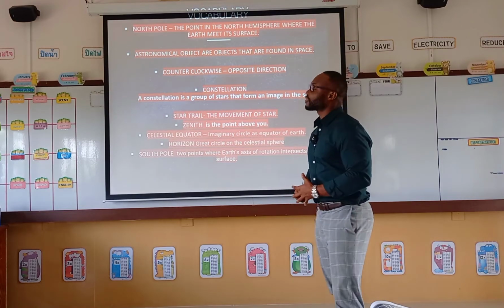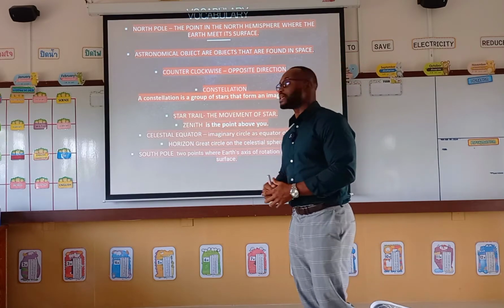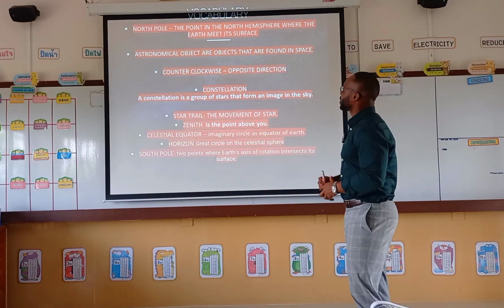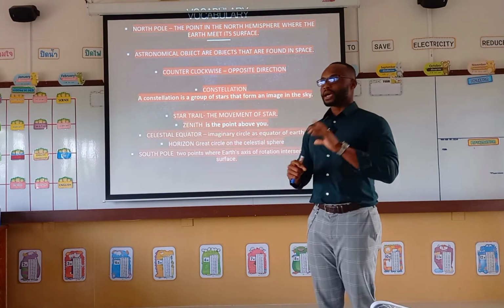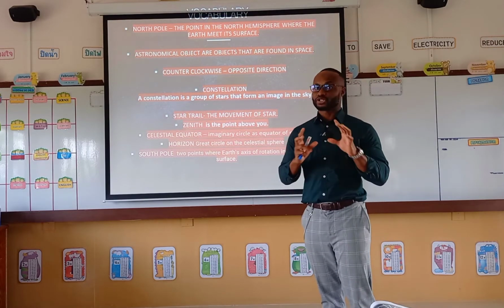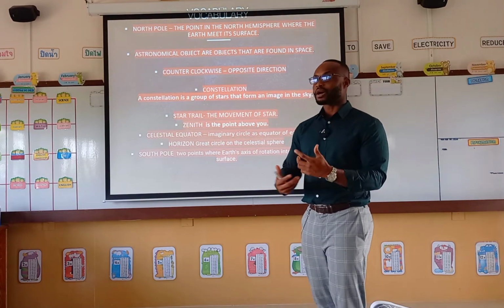Now here, the first word we have is North Pole, okay? So what is North Pole? North Pole is the point in the Northern Hemisphere where the Earth's axis of rotation meets its surface, okay? So I have some pictures, I'm going to show them to you. I don't want to waste too much time on this, but when we get to the class, we're going to talk about it in detail.